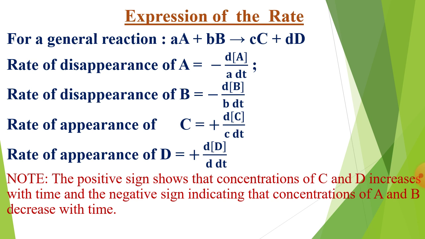In this type of reaction, the stoichiometric coefficients are used in the divisor form. That is, here the stoichiometric coefficients divide the concentration term. Now again note, the positive sign shows that the concentration of C and D increases with time, and the negative sign indicates the concentration of A and B decreases with time.